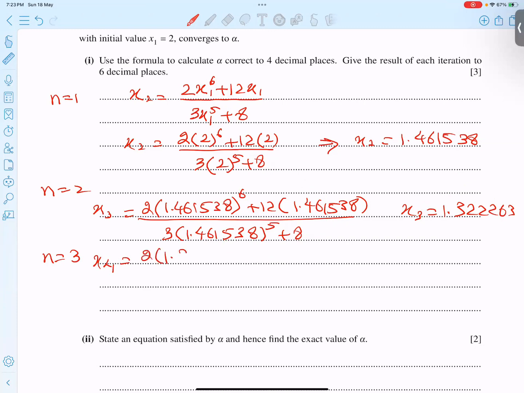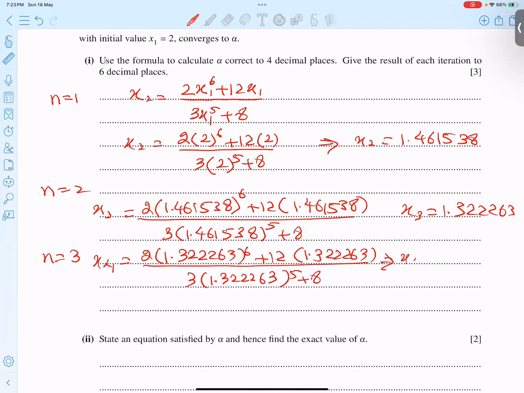2 times 1.322263 to the power 6, and down in the denominator I'm writing 3 times 1.322263 to the power 5 plus 8. And this I'm getting here as x4, 1.319508. Again, I have written it. Okay, clear. So now I think we go for one more attempt.